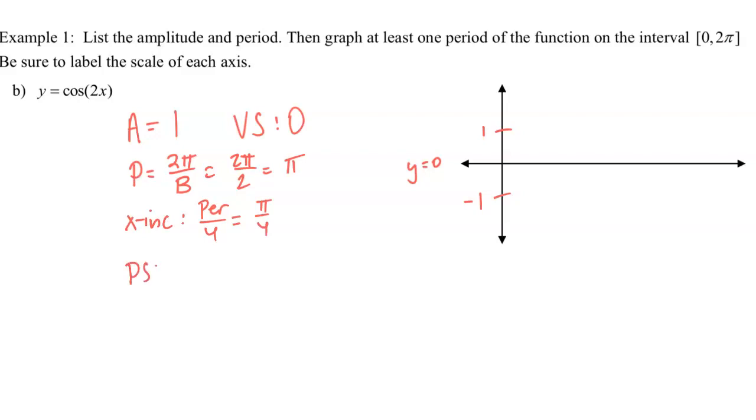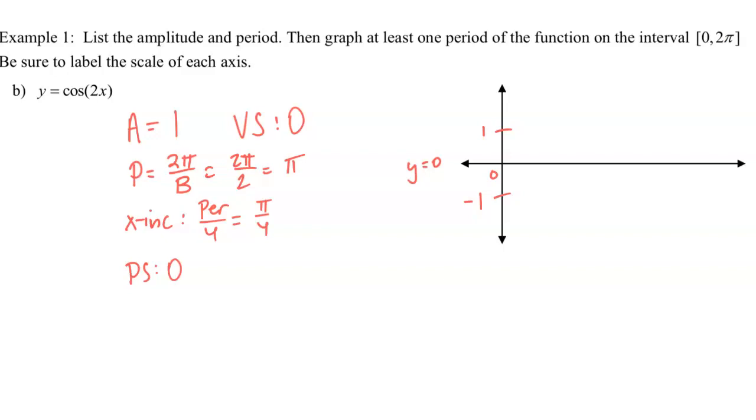And then finally, the phase shift. And so notice inside the parentheses, that's where we'll find our phase shift. There is no plus or minus after this 2x. And therefore, my phase shift and therefore my starting x value, I know is going to be at 0. Okay, once I have my starting x value, my phase shift, I'm going to use my x increment to start counting on the x axis by adding until I get 5 points.